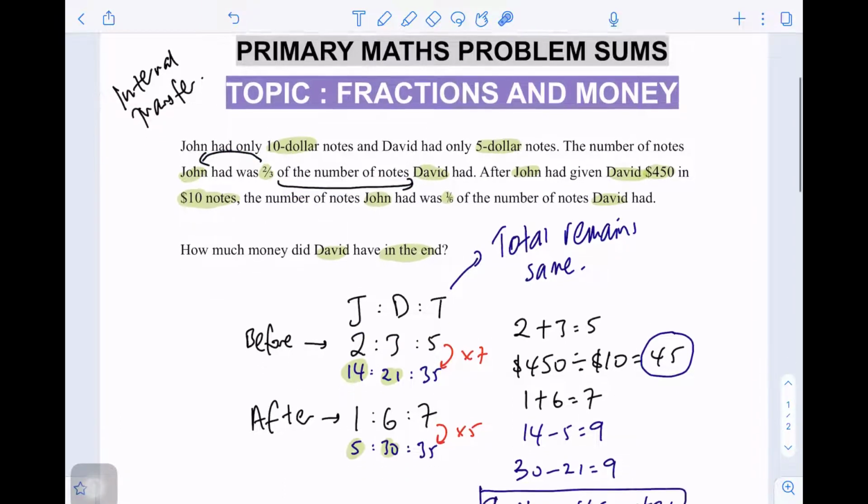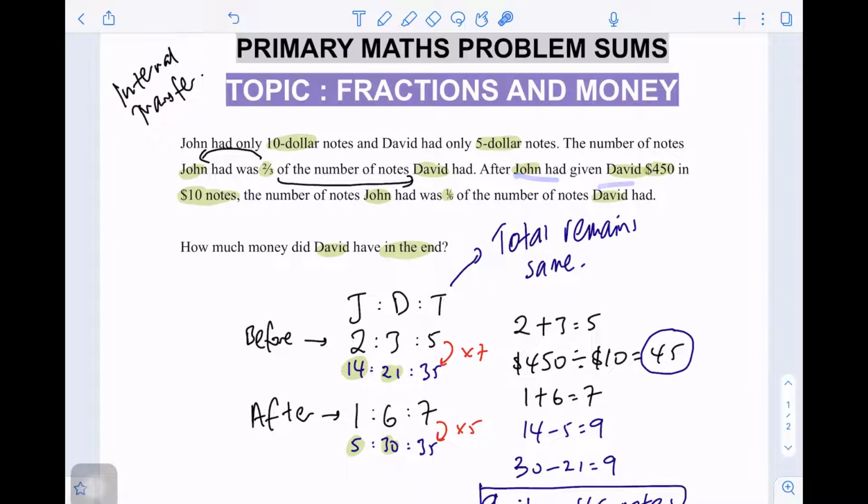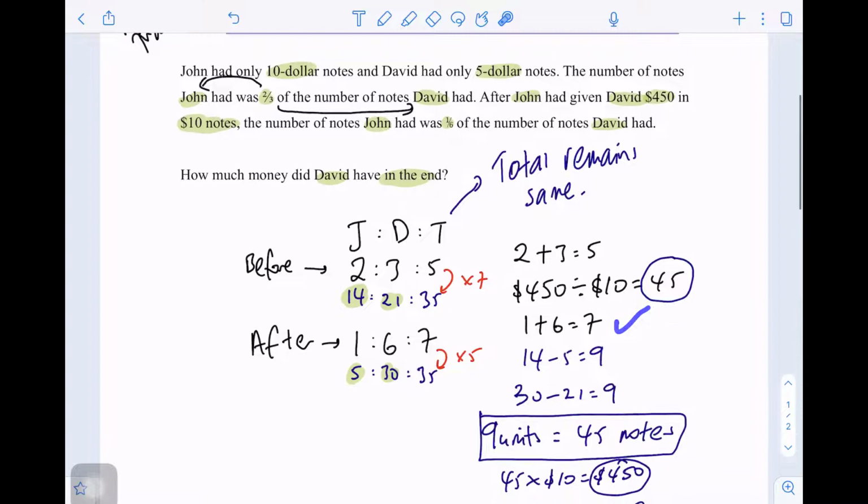Okay, now after John had given David $450 worth of $10 notes, which means he had given David 45 notes, the ratio then became 1:6. And the total is now 7. 1 plus 6 is 7. So our job is to make sure that these numbers here and here are made the same. So what we have done is to times 7 here, times 5 here. Okay, so everything here times 7, everything here times 5.